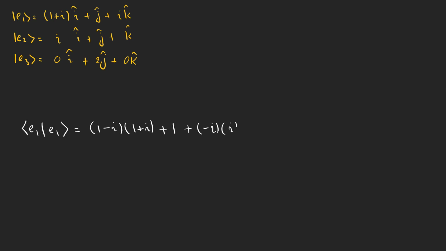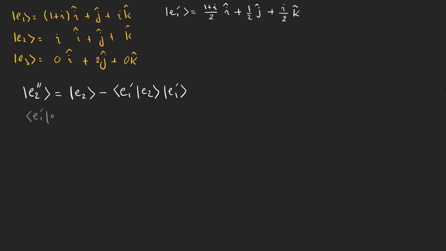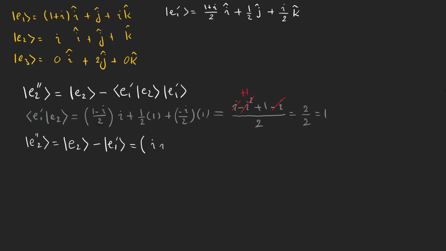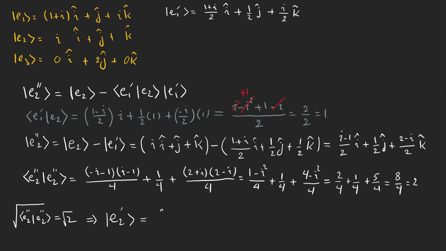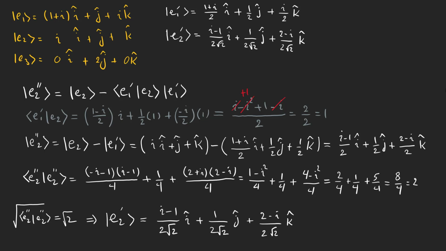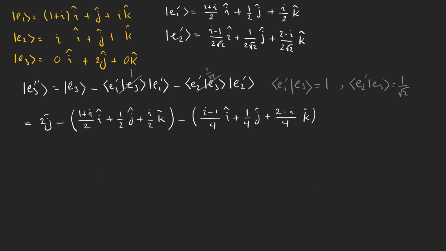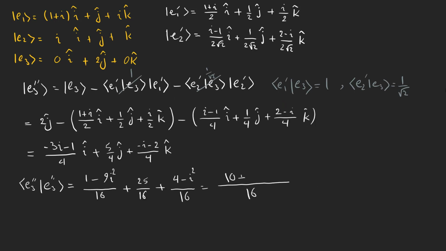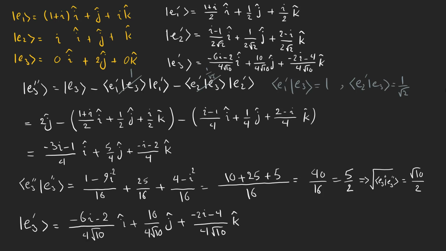For the first one, we just need to normalize the vector and find e1 prime. For the second vector, we need to find the projection of e1 prime on e2 and then normalize it to have the second orthonormal basis. And finally, for the third one, we need to subtract the projection of the previous ones and normalize it to find the third orthonormal basis. Now we have 3 bases which are mutually orthogonal and also their norms are equal to 1.